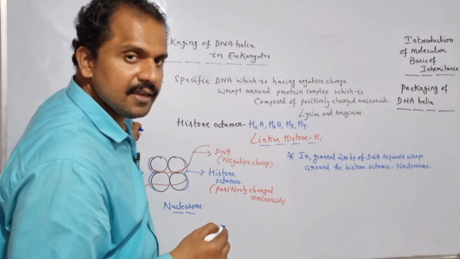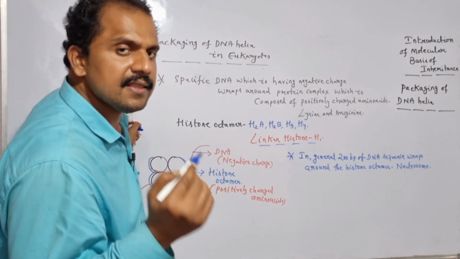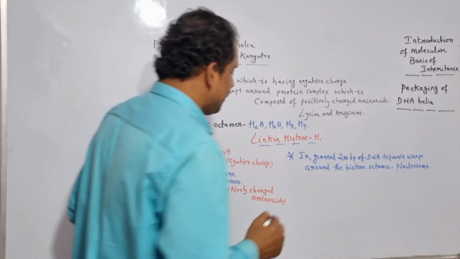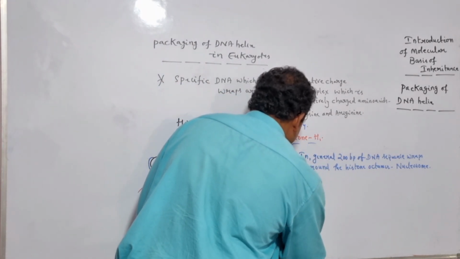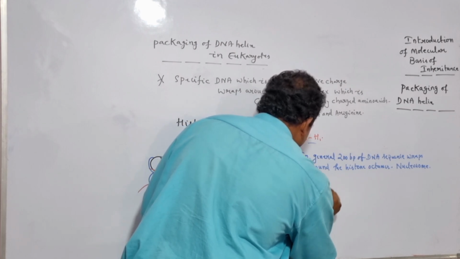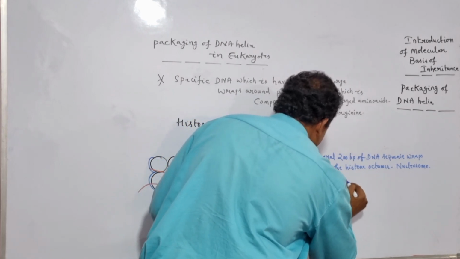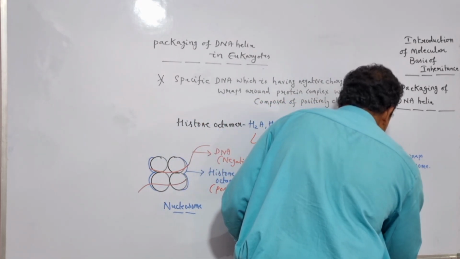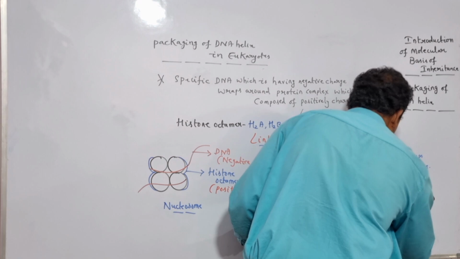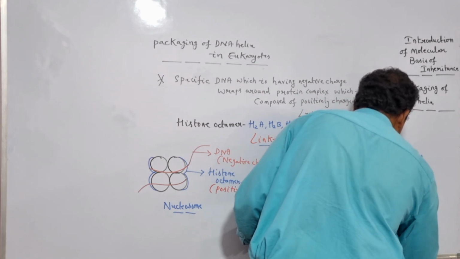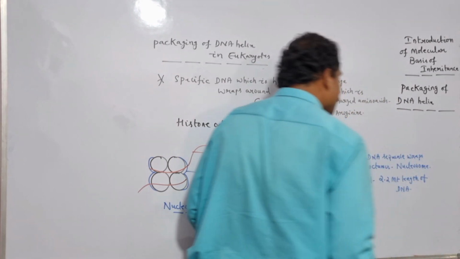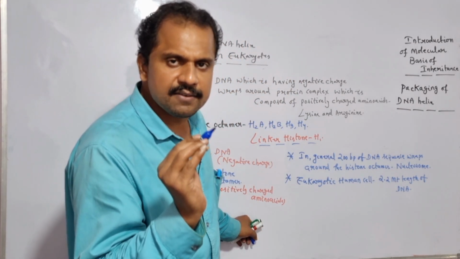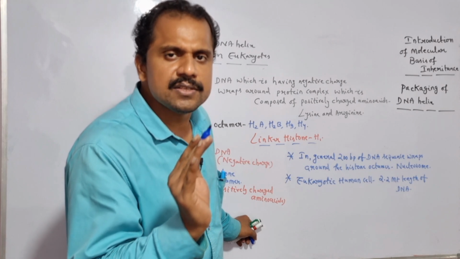And in general, in one particular eukaryotic human cell, there is a total of 2.2 meters length of DNA. Eukaryotic human cell has 2.2 meters length of DNA. So does the 2.2 meters length of DNA pack in one particular chromosome of the eukaryotic cell? The answer to this question is no.